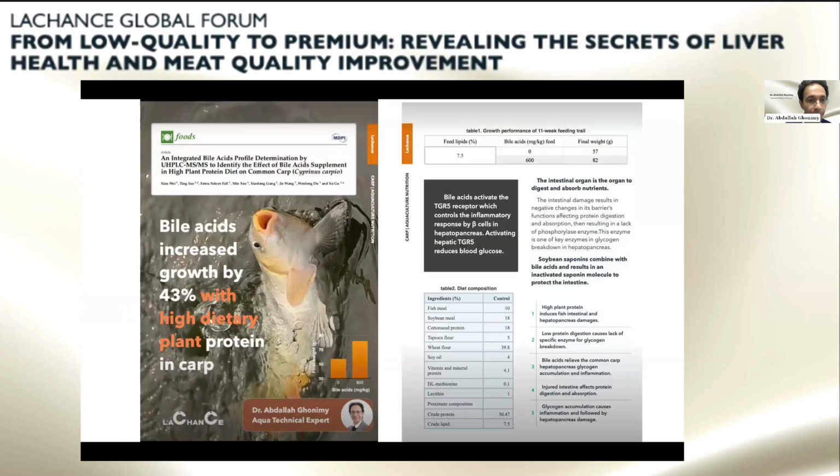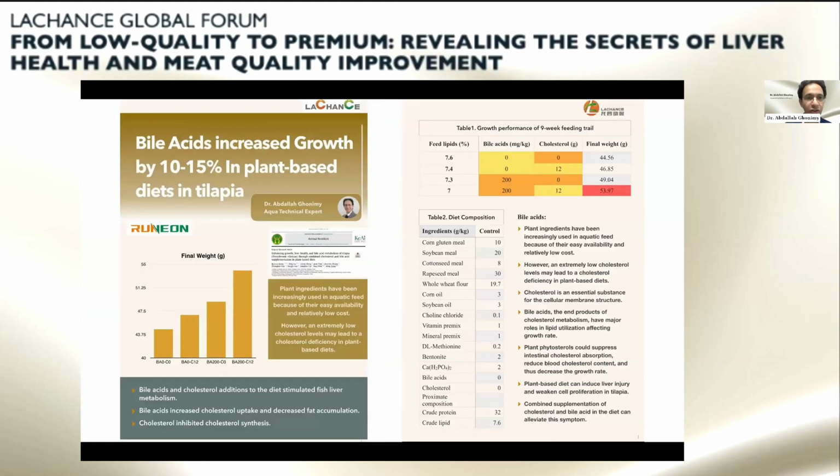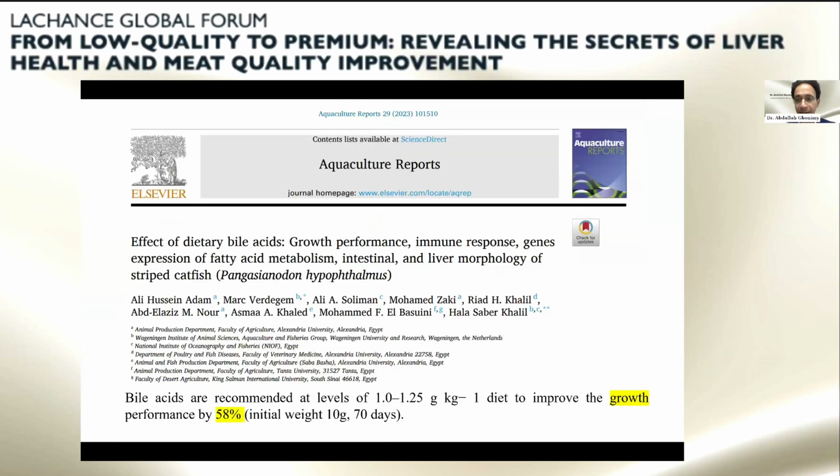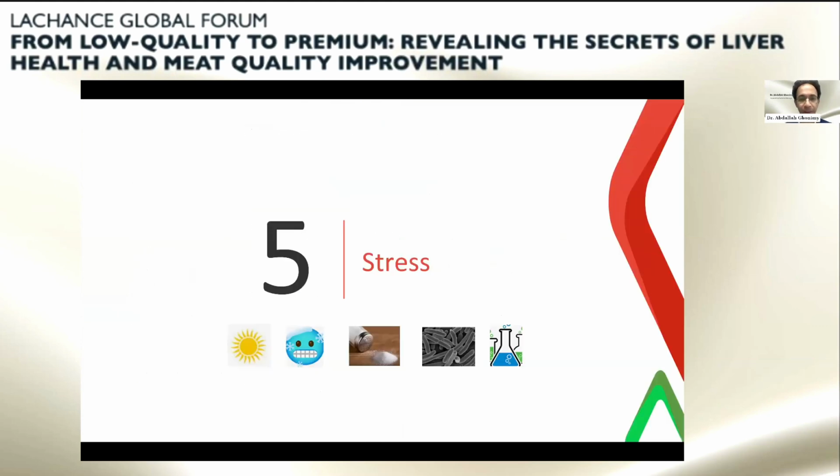For the carp, the growth improvement got to 43%. Also for the tilapia, whose diet is totally plant-based protein, it increases the growth by 10 to 15%. In catfish, it arrived at about 60% growth rate compared to the control treatment. This is generally how bile acid increases the growth in fish and shrimp.